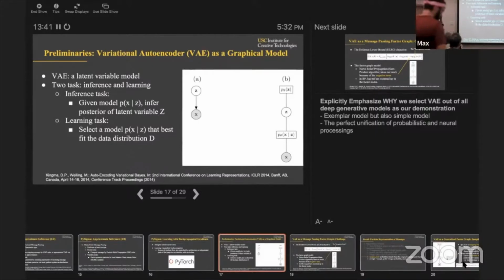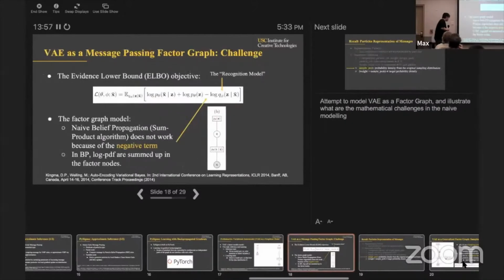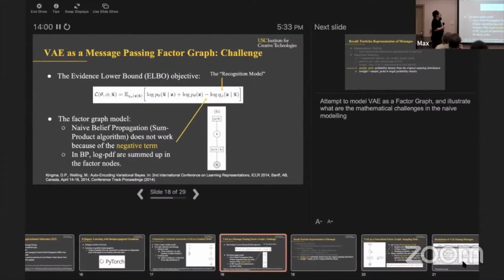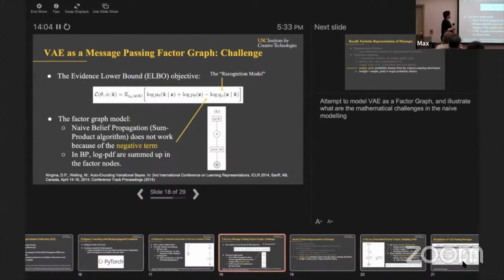So in the VAE, there are two important tasks. The first is the inference task: given the conditional model, infer a posterior of the latent variable. And the second one is, given the data, we want to select a conditional model that best fits the data distribution. The VAE has a loss function called the evidence lower bound, or the ELBO objective. By optimizing this loss function, you simultaneously solve the two tasks at once.